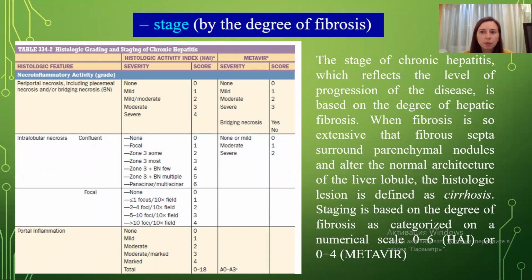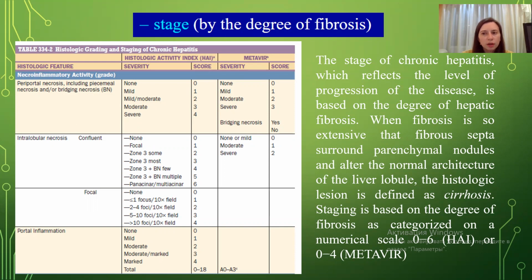The stage of chronic hepatitis, which reflects the level of progression of the disease, is based on the degree of hepatic fibrosis. When fibrosis is so extensive that fibrous septa surround parenchymal nodules and alter the normal architecture of the liver lobule, the histologic lesion is defined as cirrhosis. Staging is based on the degree of fibrosis as categorized on a numeral scale, 0 to 6 for HAI or 0 to 4 for METAVIR.